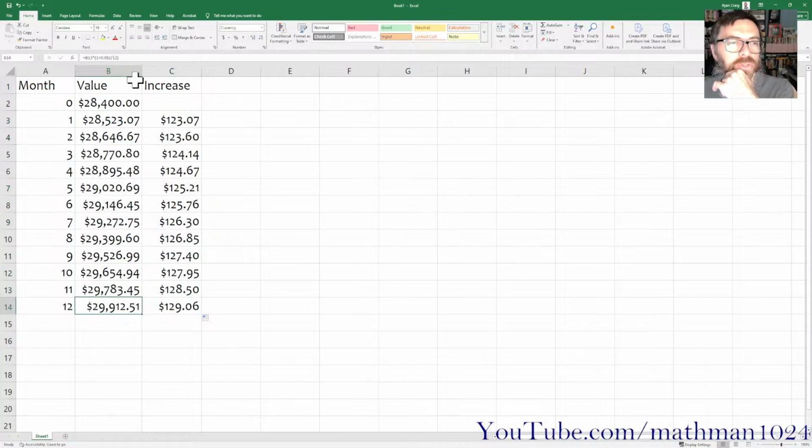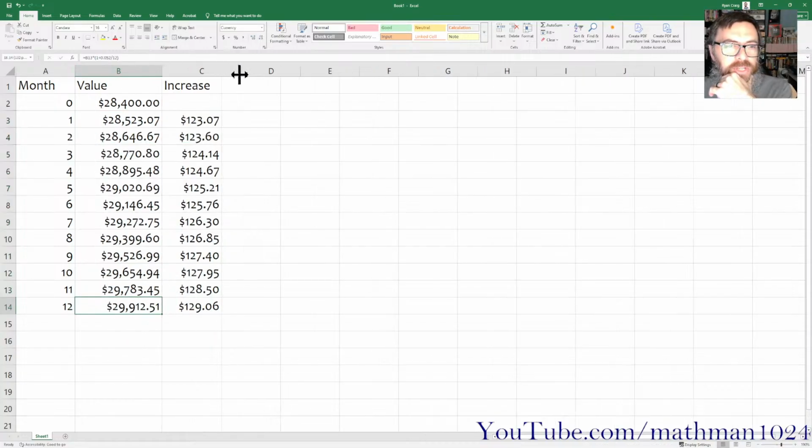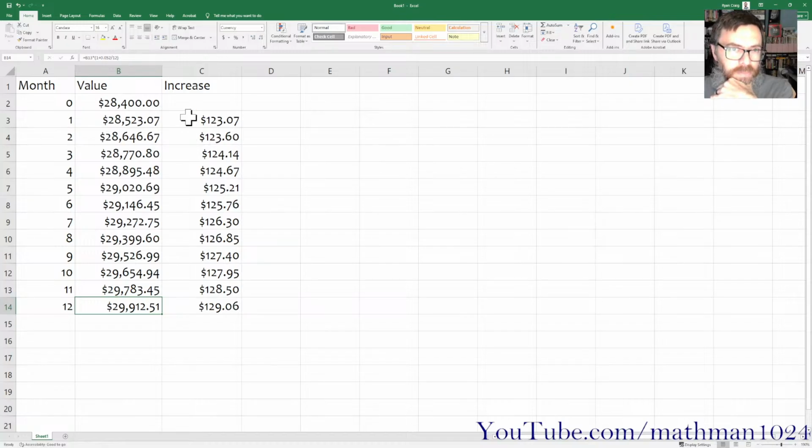All right. So what I hope that you can see here is that each month, the amount of money you're earning from interest is growing. Now, it's not growing a whole lot. Like the first month, you earn $123, and the last month, you've earned $129 from the previous month. But it is growing. So you see that you're earning interest on interest.